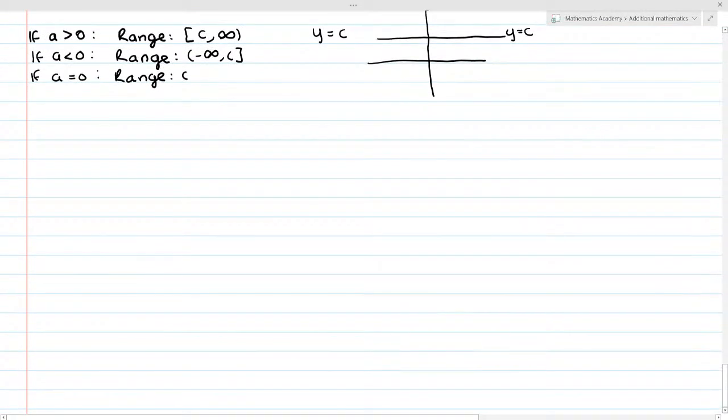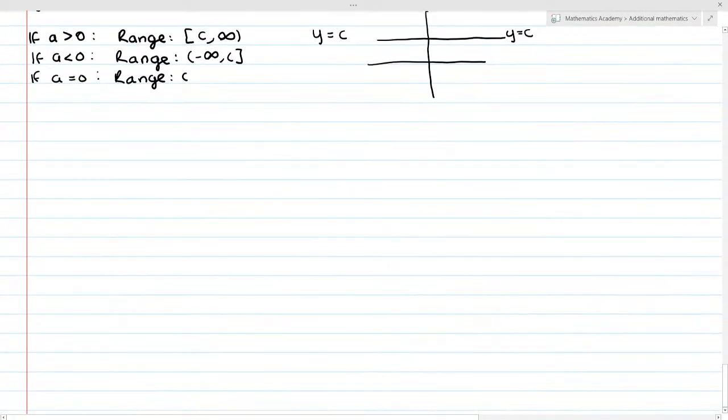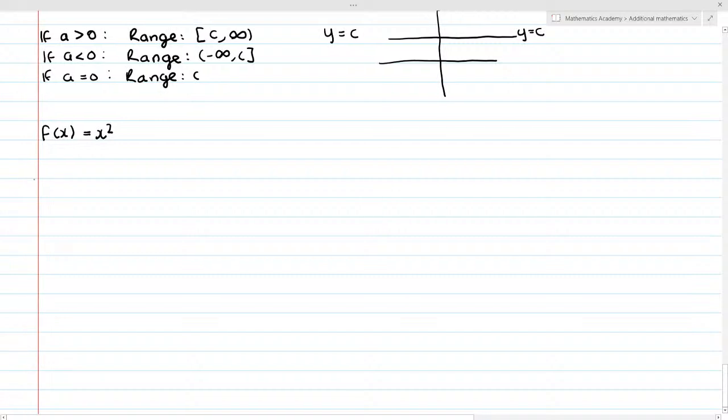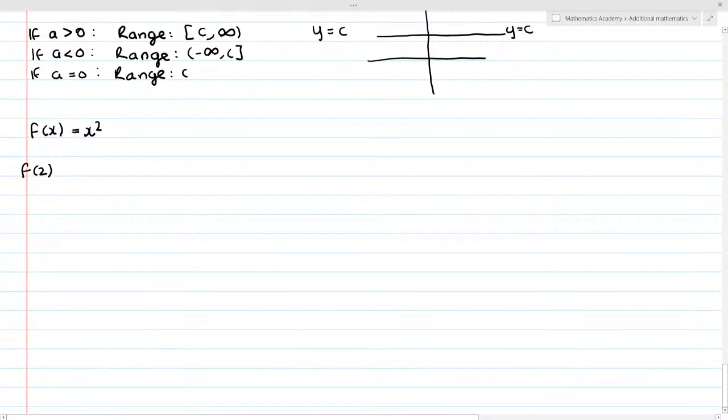Now there are several other things that are useful to know, and I'll go through these briefly. So how can we solve functions? Suppose we had f of x is equal to x squared, and we wanted to find f of 2, for example. What does that mean? Well, it just basically means plug in 2 for x, and so that's just 2 squared, which is 4.